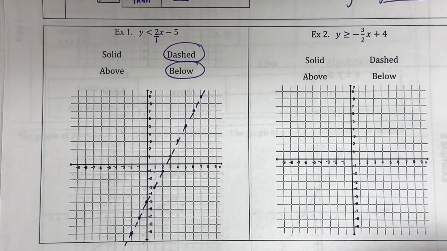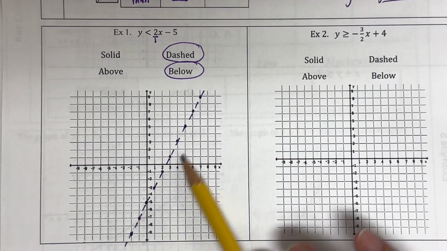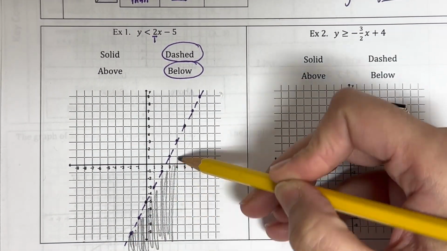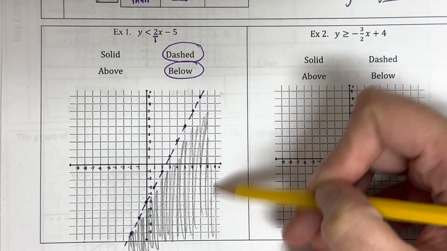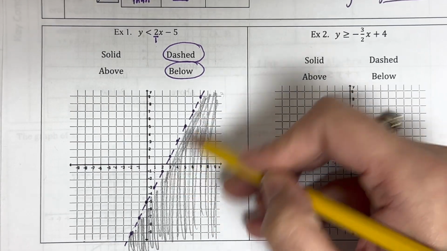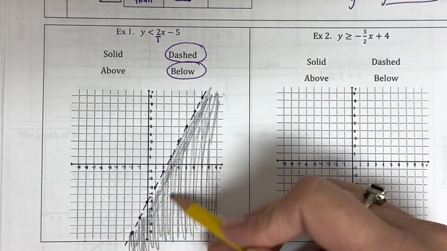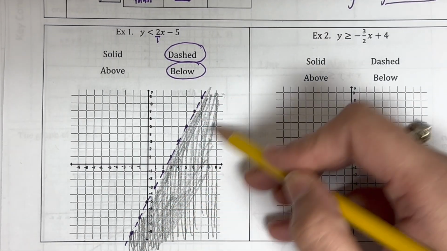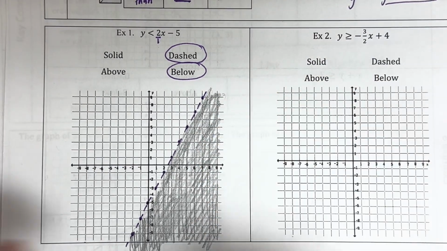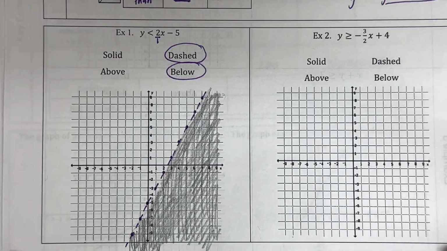And below means under it. So just look at that line. This would be the part under it. So I'm shading that area because that is required in order to define that line, that it needs to be under it. There you go.